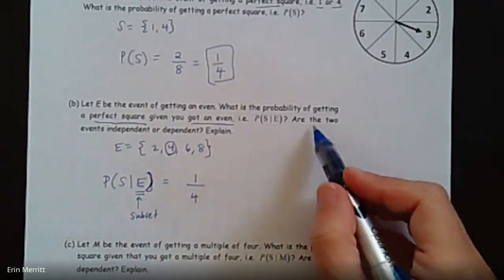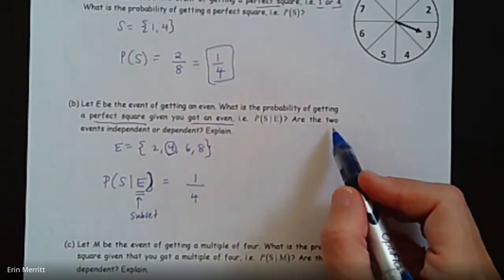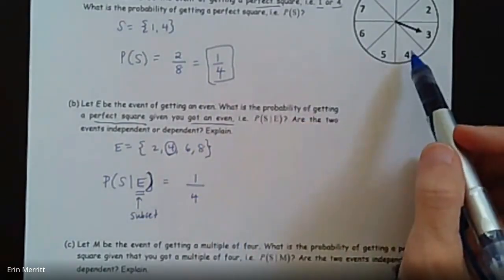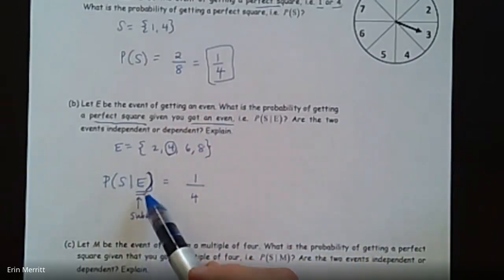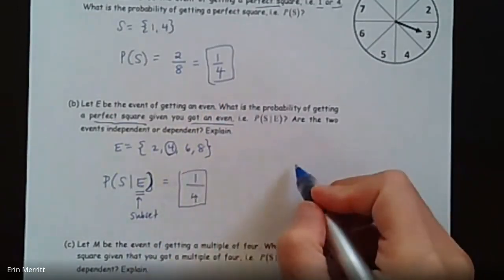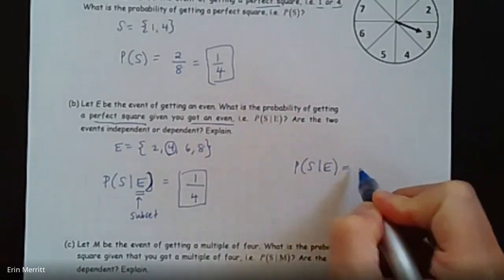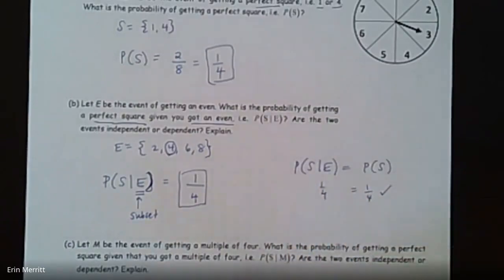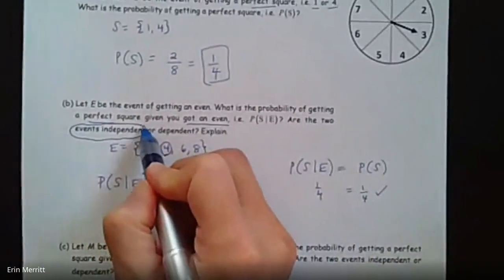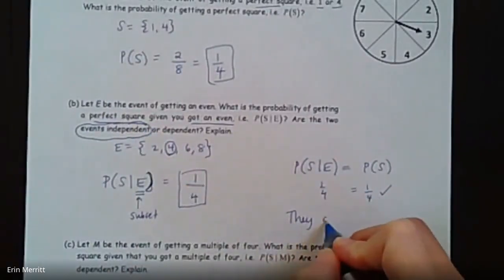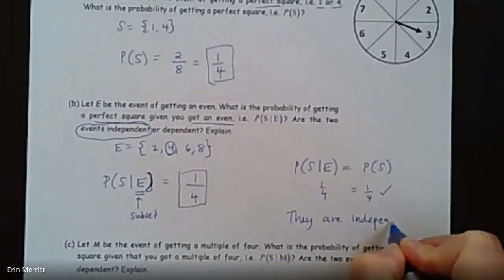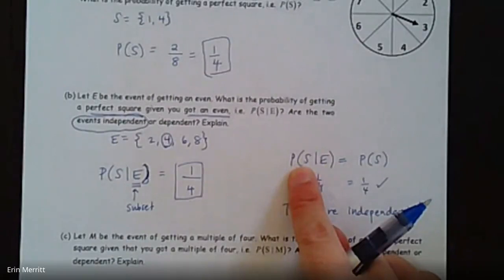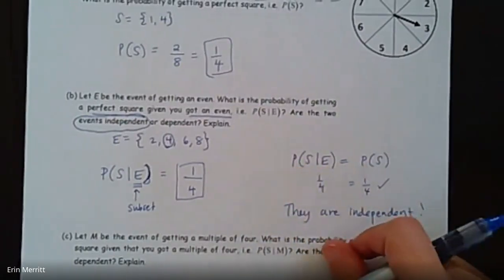Are the 2 events independent or dependent? All right. Well, the probability of getting a perfect square on the whole board was 1/4. The probability of getting a perfect square given that you're even is 1/4. So the fact that the probability of S given E is the same as the probability of S, both 1/4, means that they are actually independent events. Which really just means you're not more likely to spin a perfect square if you have the evens or if you have the odds on there, okay?